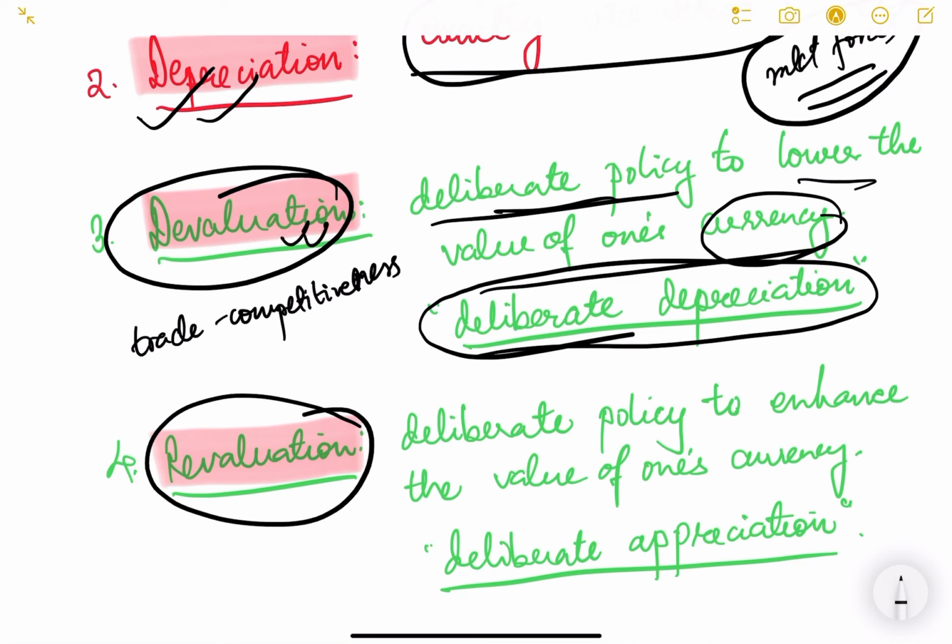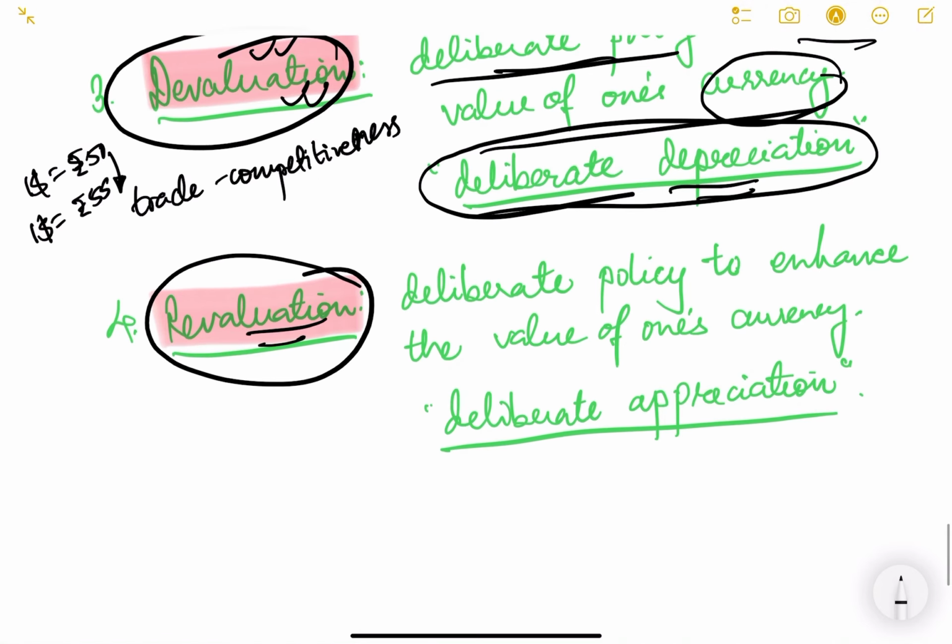devaluation. For example, if $1 was equal to 50 rupees, now RBI deliberately says in the fixed exchange rate regime that no, $1 will be equal to 55 rupees. So our currency has actually depreciated, but this is a policy measure. RBI is deliberately doing it. So it is known as devaluation, a deliberate depreciation.